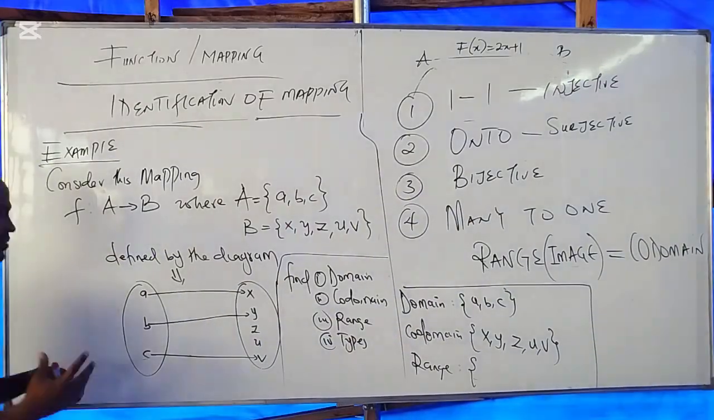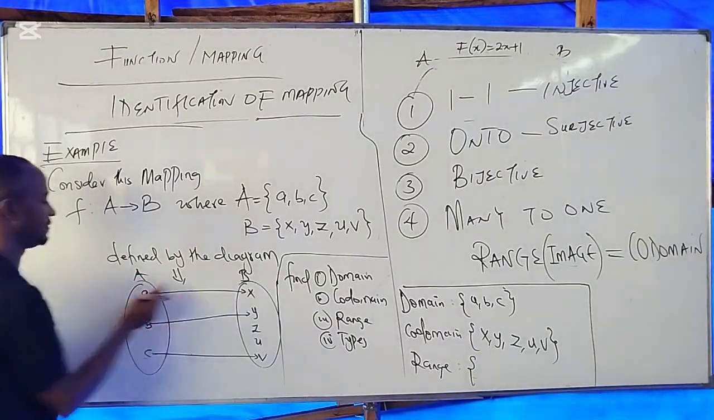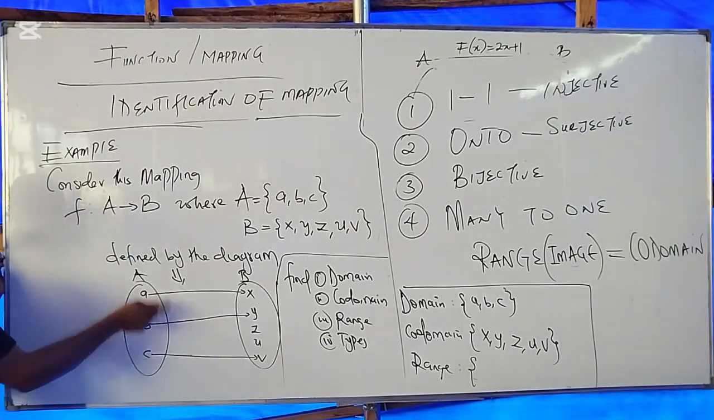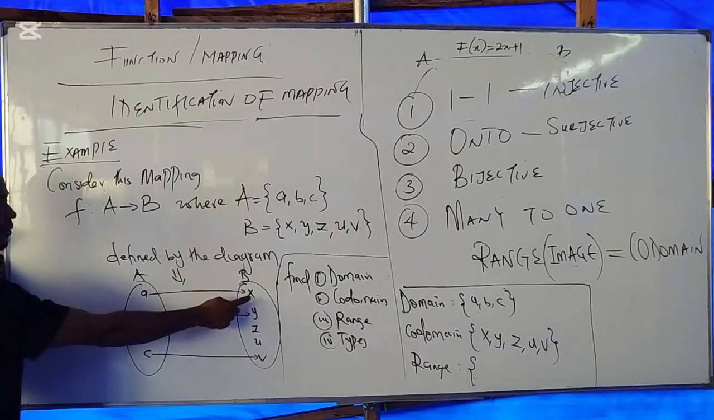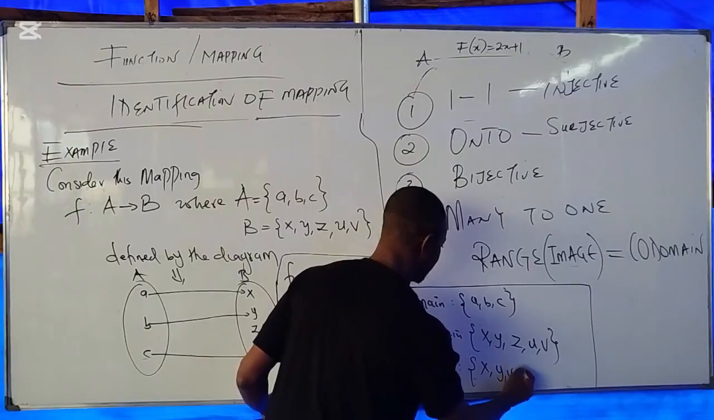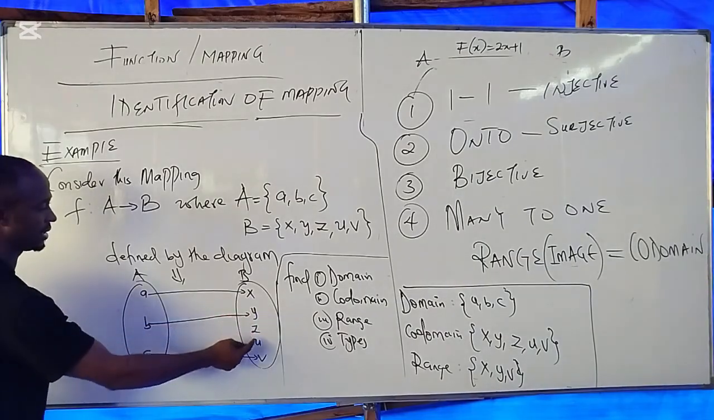The range talks about the image of A. If this is A, the image of A means the elements that are assigned to every element in A. They are X, Y, and V. So that means this is our range. Our range is X, Y, and V.